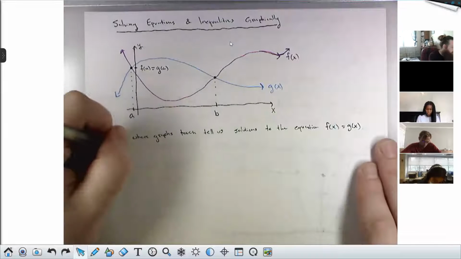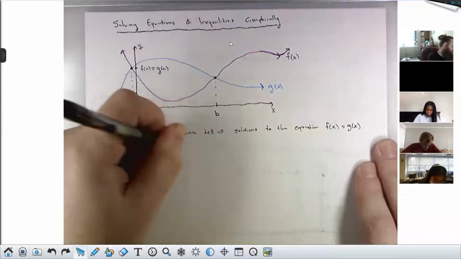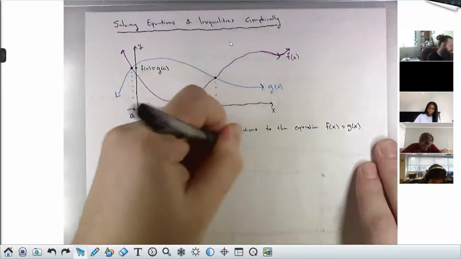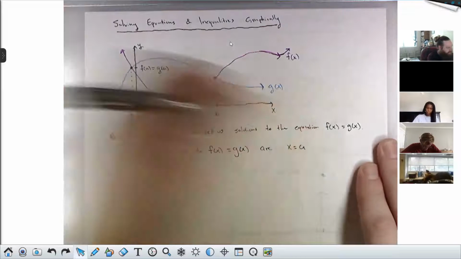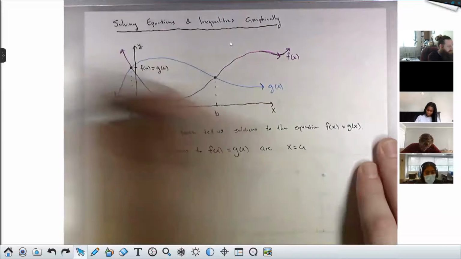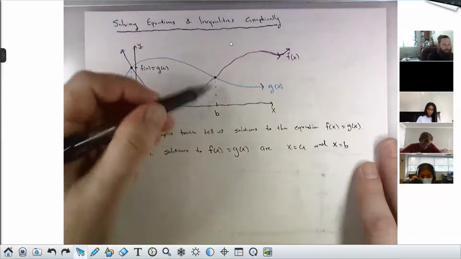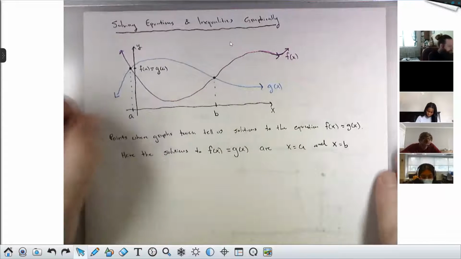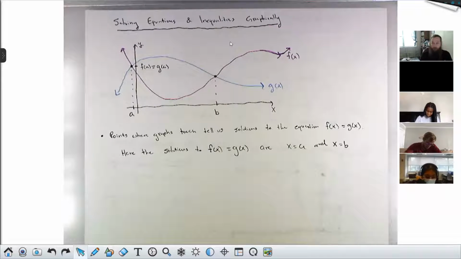So here, the solutions to f of x equals g of x are x equals a, the x value over here where they touch, and x equals b, the x value over here where they touch. So that's equations. If you want to solve an equation graphically, graph both sides, and then look for points where those graphs touch.